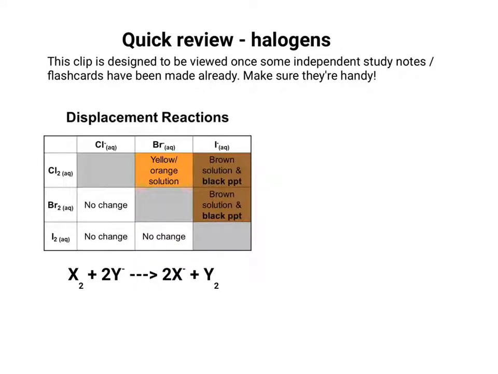So one of the key things about halogen chemistry is they undergo displacement reactions with each other. And on the table on the screen you can see some of the colour changes you'd expect if you mixed the equivalent halide with halogens.